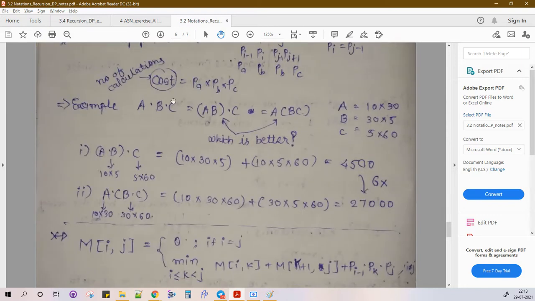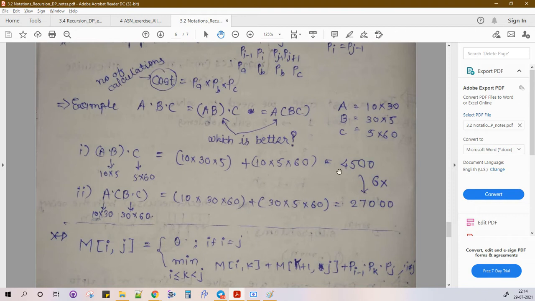See, let's say I need to multiply A into B into C, and A, B, C are matrices of size 10 cross 30, 30 cross 5, and 5 cross 60. Then you would argue, just multiply A B, and whatever the answer is, just multiply by C, right? So what happens if I do that? Then I need to do 4500 operations. But if I do B multiplied by C first, then multiplied by A, then I need to do 27000 operations, right?